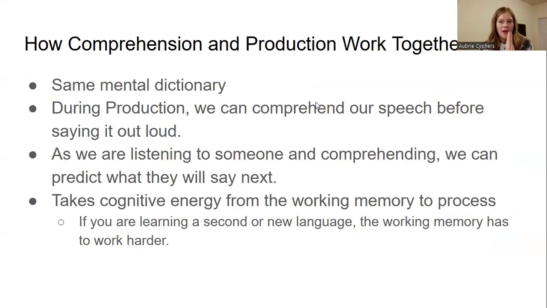So how do they work together? Well, they use the same mental dictionary, the lexicon, I think is what it's called. And during production, we can comprehend our speech as I'm doing right now, before I even say it out loud. I'm speaking and I'm comprehending at the same time. And then if we are comprehending and listening to someone else, we can, like I said, fill in these gaps. We can predict what they're going to say next. It takes a lot of cognitive energy of our working memory to process all of this.